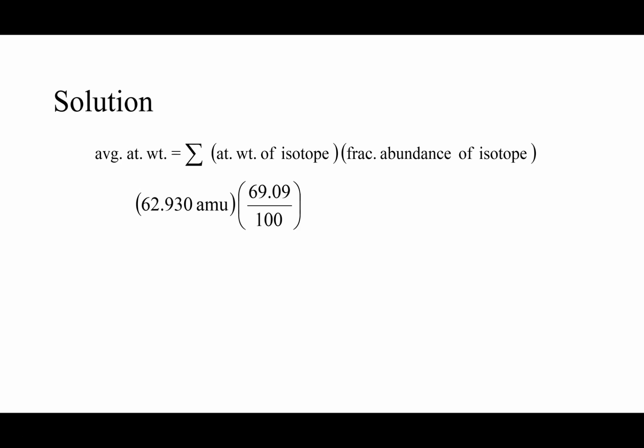And then to get from percent abundance to fractional abundance, we'll take that 69.09% and divide it by 100. Plus, and we're only going to need two terms because there's only two isotopic forms, for the other isotope, it weighs 64.928 AMUs, and its percent abundance is 39.91%. To get it to fractional abundance, we just divide by 100. Slap that in your calculator.